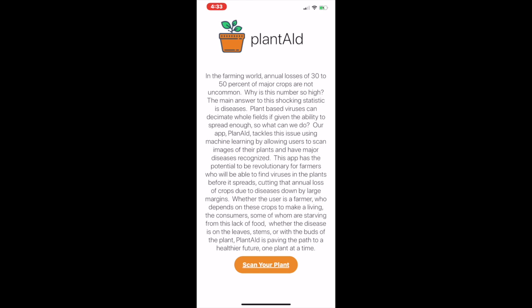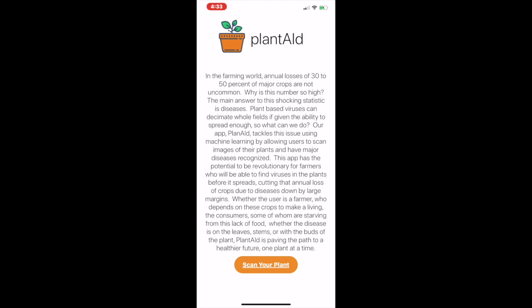Our app, plantAId, tackles this issue using machine learning by allowing users to scan images of their plants and have diseases recognized. The app has the potential to be revolutionary for farmers, who will be able to find viruses in the plants before they spread, cutting that annual loss of crops due to diseases down by large margins.